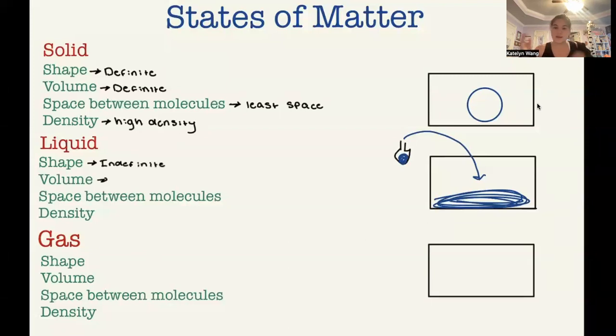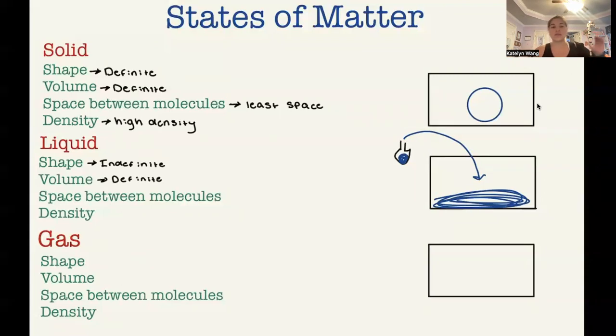However, and this is something that you see a lot, when you place all the water from this circular basin into the rectangle, the amount of 3D space that it's occupying didn't change. It's just the shape that changed. So the volume's still definite in the case of a liquid.